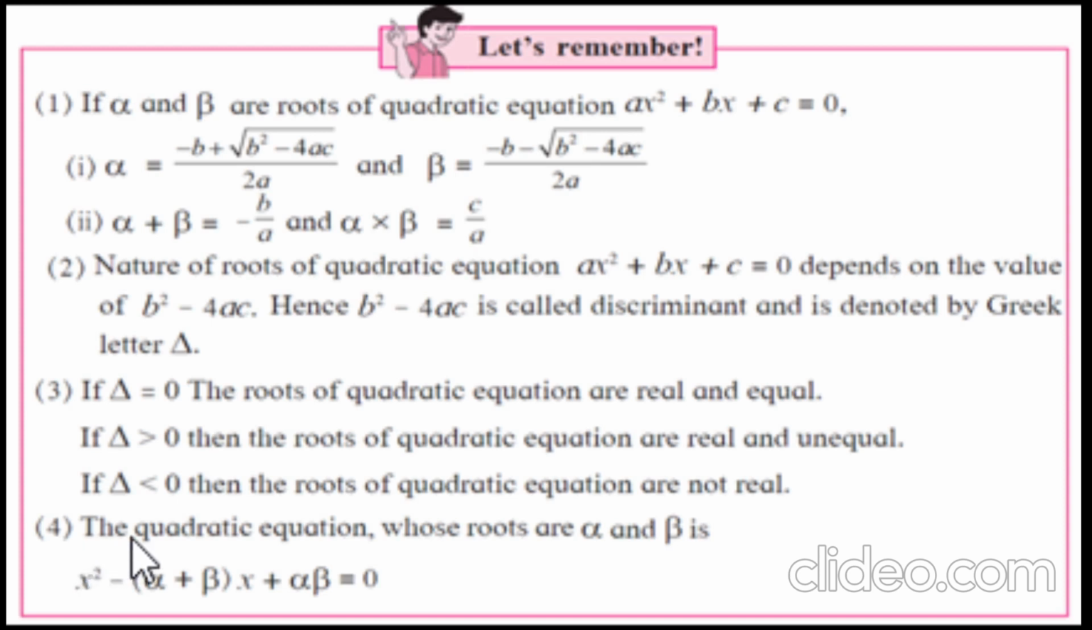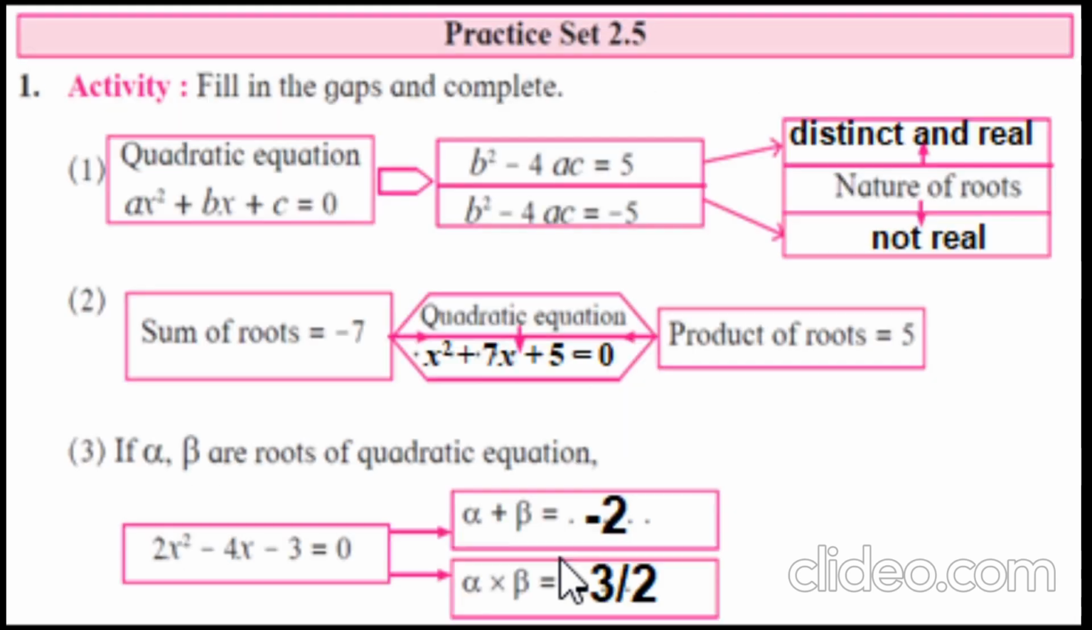The last point, the quadratic equation whose roots are alpha and beta. If we are given two roots alpha and beta, then the equation can be written as x square minus (alpha plus beta) x plus alpha into beta is equal to 0. These things we need to remember to solve this practice set. So let's start. Question number 1.